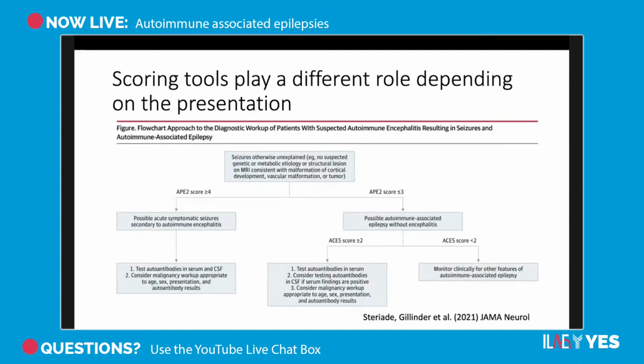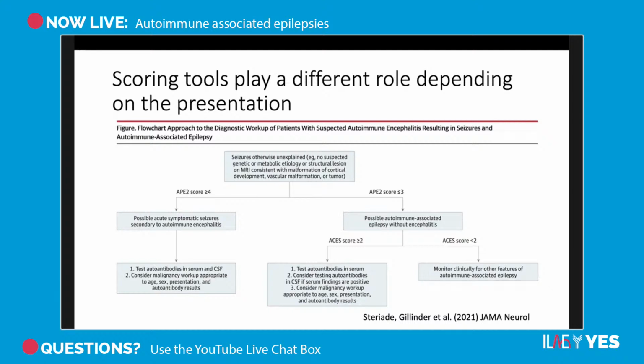So all of these scoring tools play a very different role depending on the situation that you're in. So the APE score, which has been revised to the APE2 score, probably makes the most sense if you're dealing with a patient who clinically looks like they may have an autoimmune encephalitis. So they're encephalopathic, sick enough that they're maybe hospitalized. And in that setting, using the APE2 score makes sense. You test autoantibodies in serum and CSF. You consider a malignancy workup.